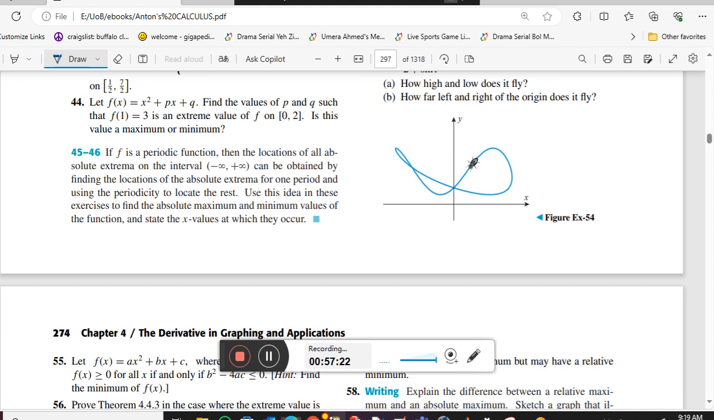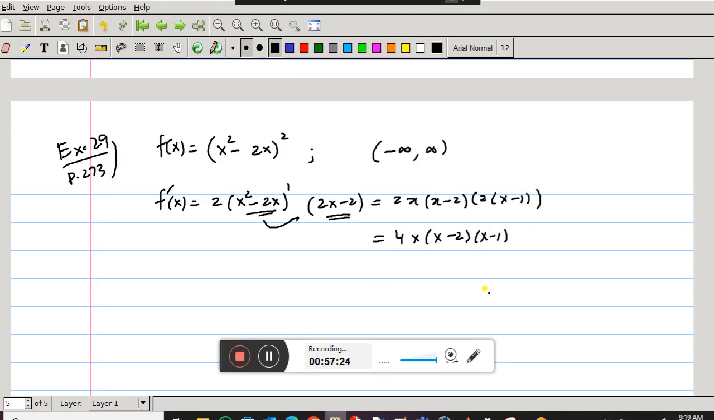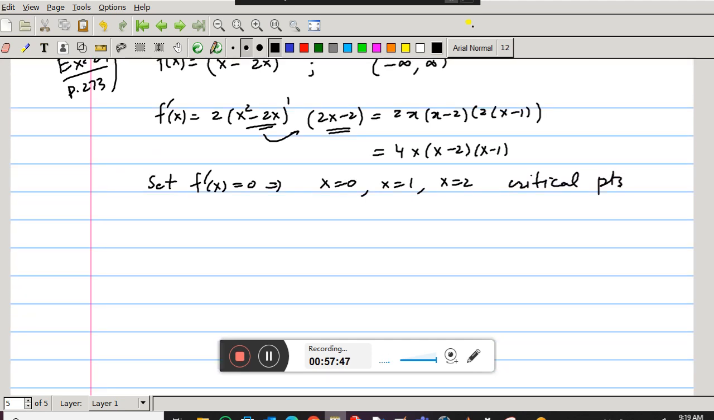Anyway, if you have to complete this question, because critical points are more than one, if I set f prime equal to 0, right, I will get x equal to 0, x is equal to 1, and x is equal to 2, right? So 3 critical points. So that's why I cannot use the one critical point method. I have to go back to the infinite intervals.